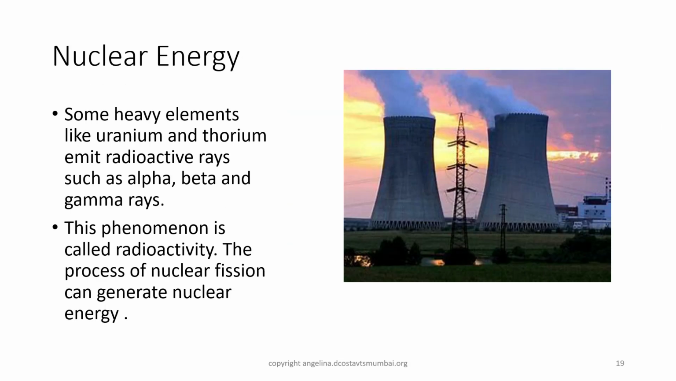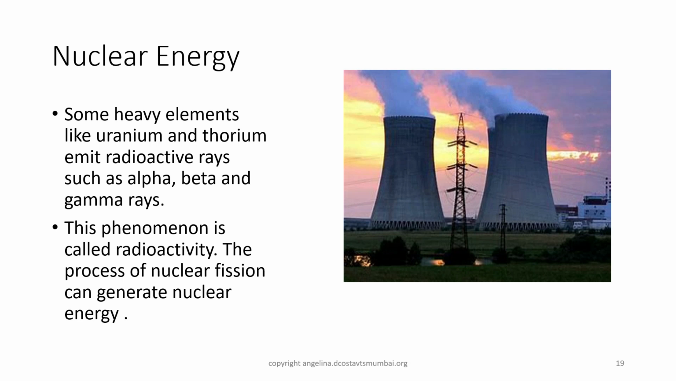We come to the third energy, nuclear energy. Some heavy elements like uranium and thorium emit radioactive rays such as alpha, beta and gamma. This phenomenon is called radioactivity. The process of nuclear fission can generate nuclear energy. So what can generate nuclear energy? The process of nuclear fission.